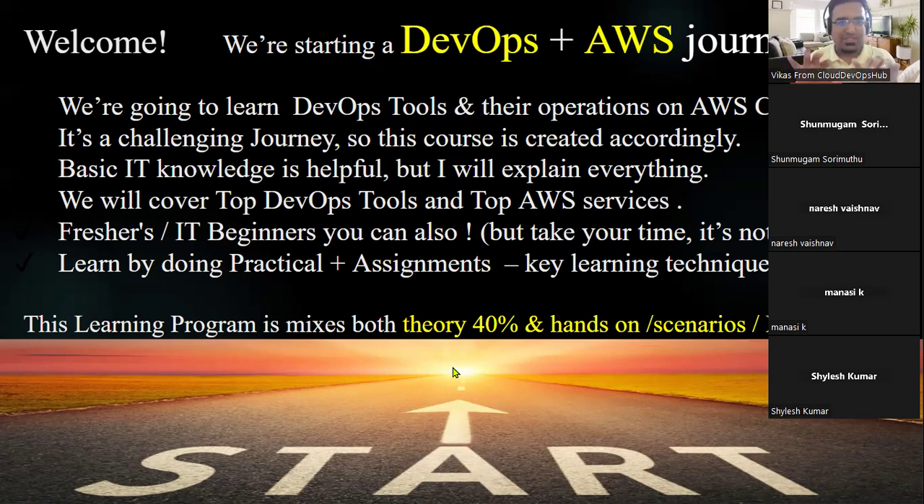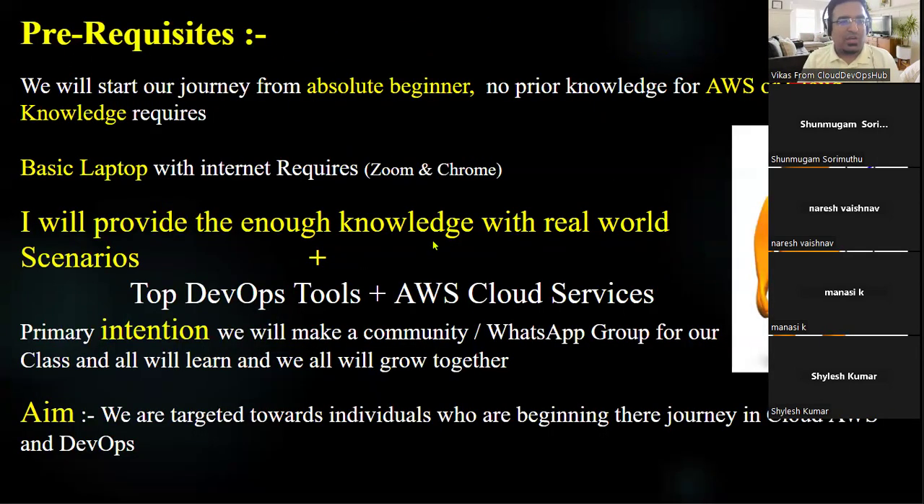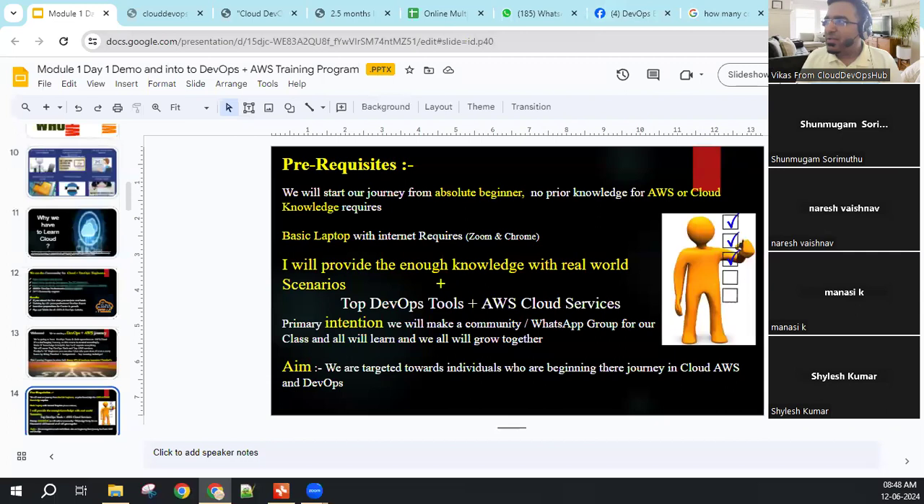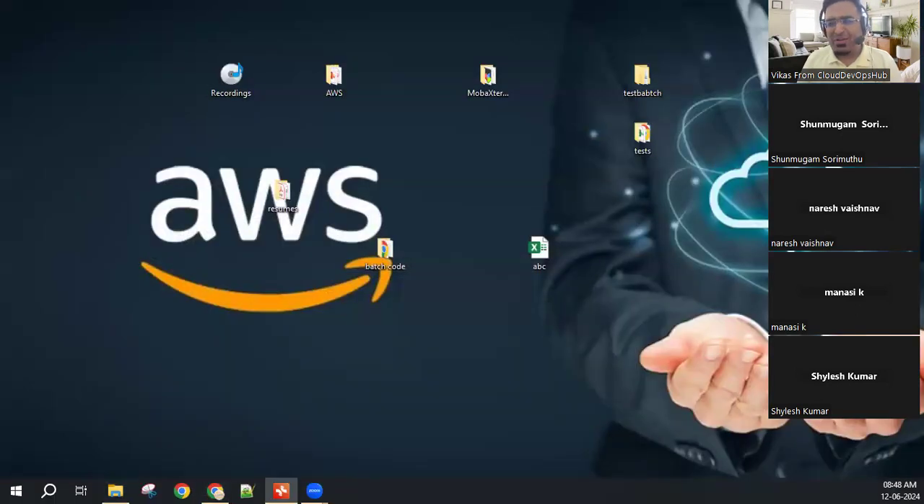40% theory I will speak, 60% my fingers will speak in front of you guys. To start, you don't need anything. You just need a basic laptop with an internet connection, Zoom and Chrome. If you have only this, a very basic laptop, you will be able to learn. You don't have to spend money purchasing a new laptop, because everything we are doing is on the cloud itself. Let me show you. With the help of Zoom, we will connect. With the help of Chrome only, we will be able to connect to the cloud.